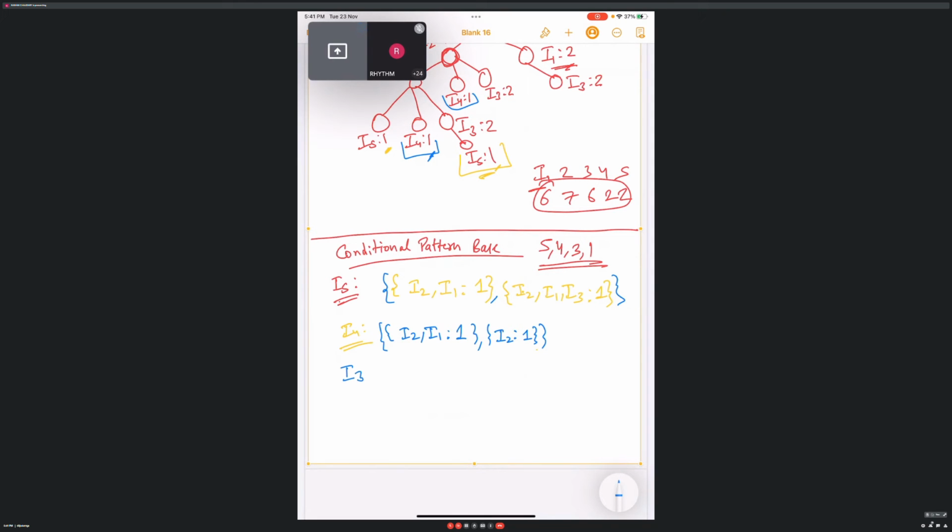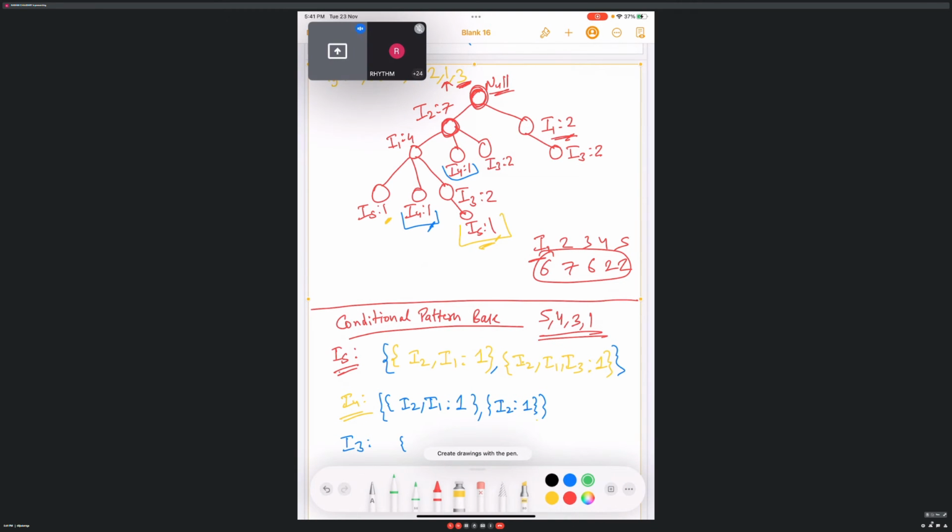Now for I3. Where is I3? One I3 is here, one I3 is here, and another one is here. Whatever we have got till now was part of the left subtree, but here the occurrence of I3 is from the right subtree of the null node also. So in that case, we cannot merge any path with this. When we are making the path, it will not be a problem, but in further steps, you have to take care of this. Okay. So I3.